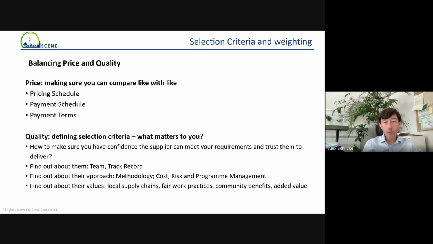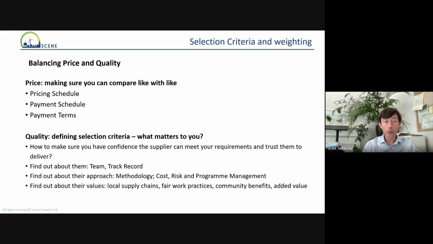So the way to make sure that your process is fair and transparent is to set it out in the procurement documents, and part of that is to set out how you're going to make the assessment, how you're going to pick your supplier, and always that will come down to a question of balancing price and quality. And you can apply your own selection criteria and your own weighting to suit your own particular needs.